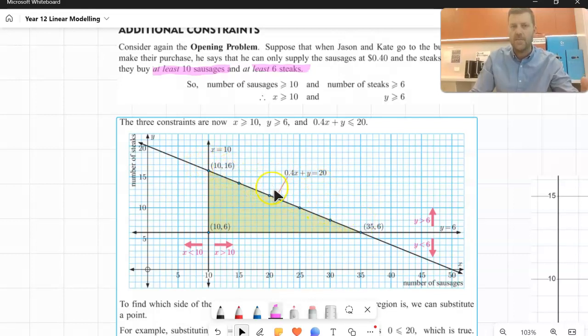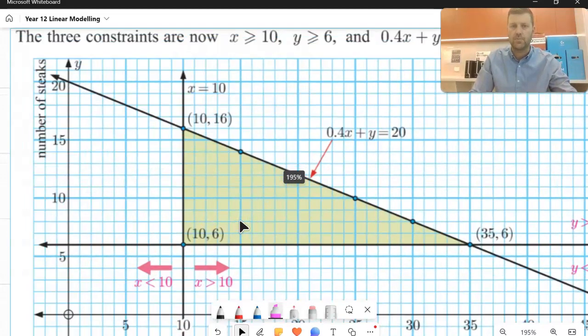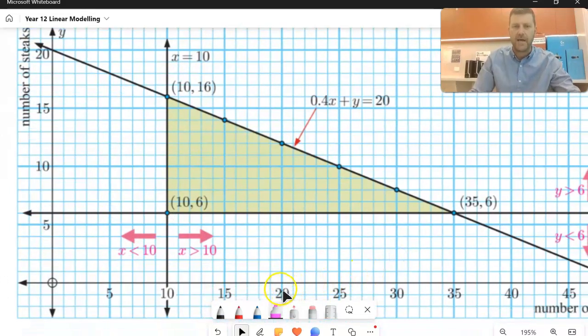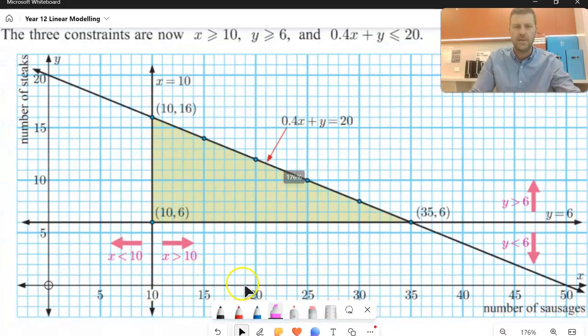That's the line there. But remember, anything on those lines, on that boundary of the feasible region, or within the area of that feasible region, is a possible or feasible solution to the problem. So any point within there is a feasible solution. For example, Jason and Kate, if they wanted to, could purchase 20 sausages, so 20 coming off the x-axis, and 10 steaks. So that point there will allow them to purchase a feasible amount of sausages and steaks and still come under the total $20.